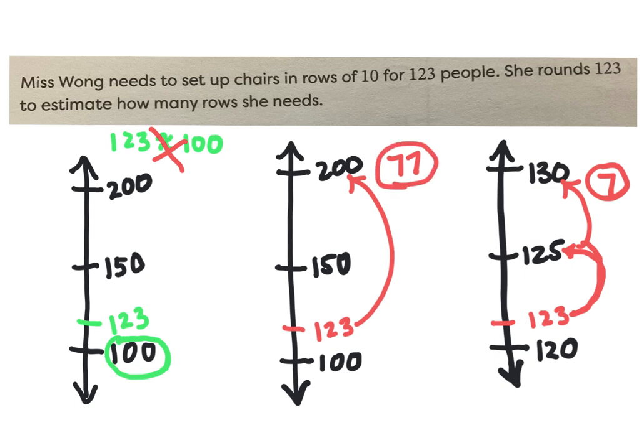77 was way too many extra chairs. Too much work to be putting it out. And who even knows if she's going to be charged for each chair? 7 extra chairs is definitely a good number. So again, this is a perfect example that basic rounding rules did not apply.